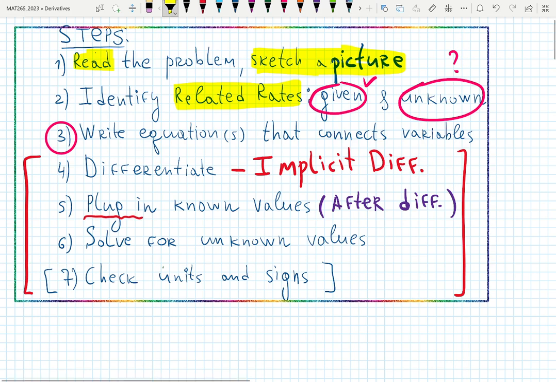An extra step, for engineers and physics majors, is to check the units. What if your answer doesn't make sense? What if they ask how fast the balloon is growing and you get -5? So just make sure it makes sense. Or how fast the woman was walking away from the pole, you will have that problem with the shadow moving, and you get something like 100 miles per hour. That also doesn't make sense.